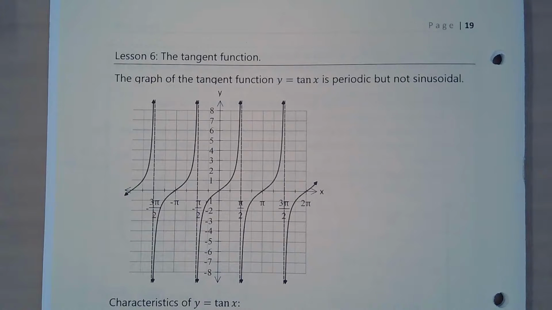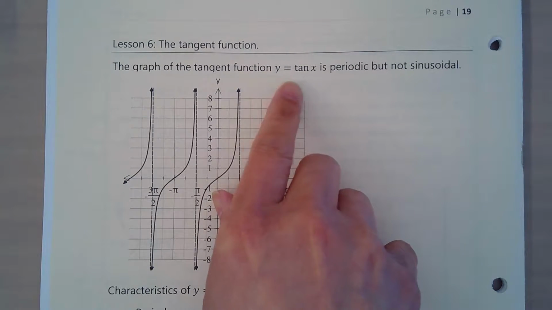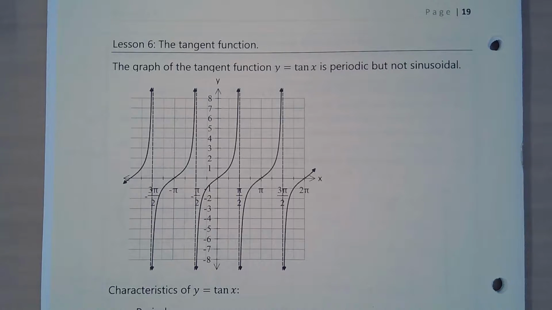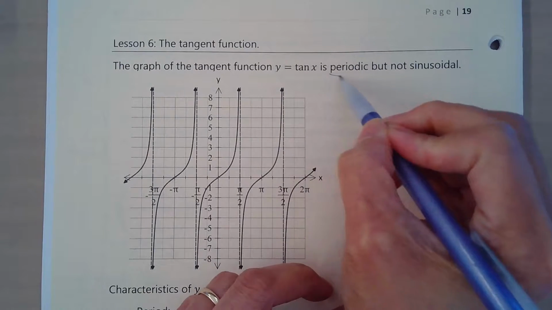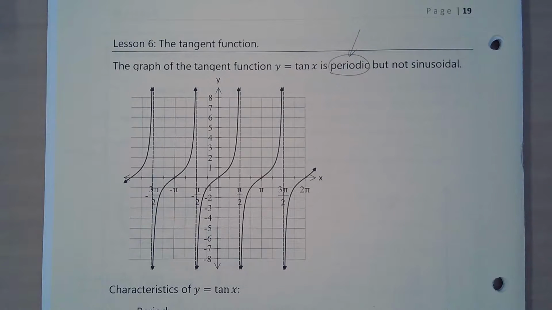Okay, so now we've come to this last lesson, lesson 6 on the tangent function. It says here that the graph of the tangent function, y equals tan of x, is a periodic function, but not sinusoidal. The word periodic means something that repeats itself every single time. There are a lot of things that are periodic functions.